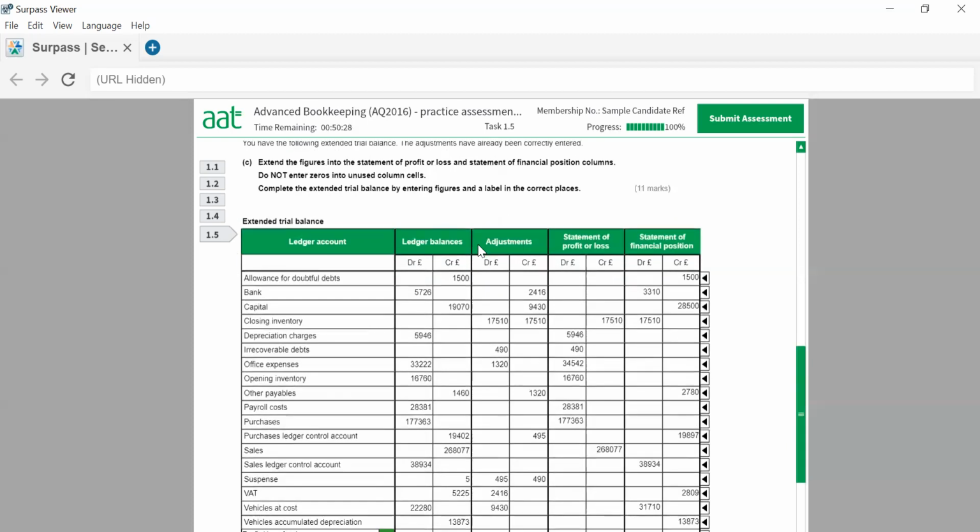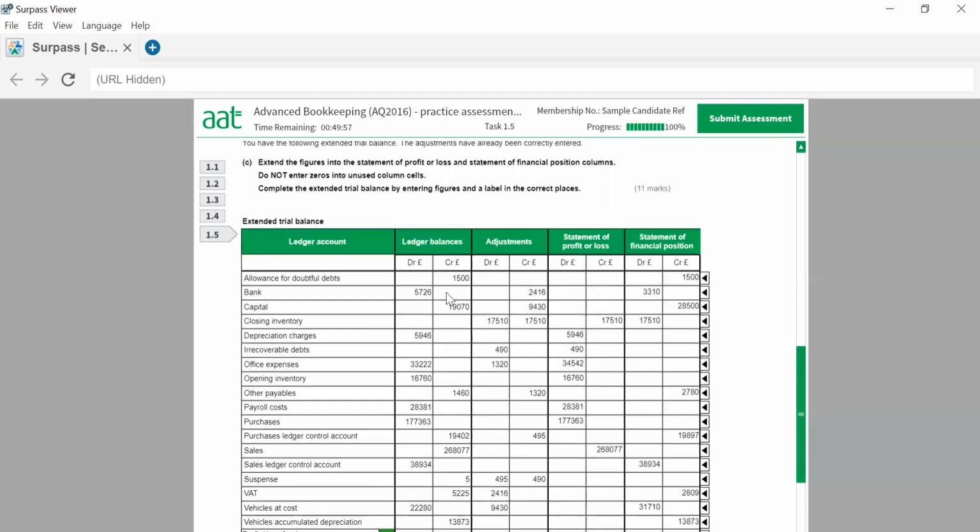So bank is 5726, the debit side, but there's an adjustment of 2416. So again, if you've got a debit here and a credit here, you're going to take it off. If you've got a debit balance and you've got a debit adjustment, you would add them together, okay? Similarly, if you've got a credit balance and a credit adjustment, you add them together. But if you've got a credit balance and a debit adjustment, you would take them off.